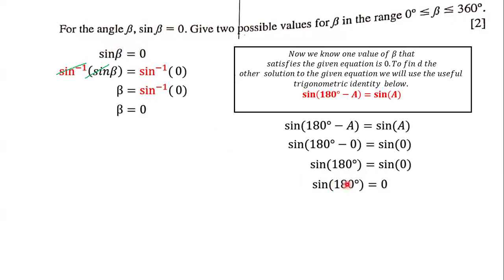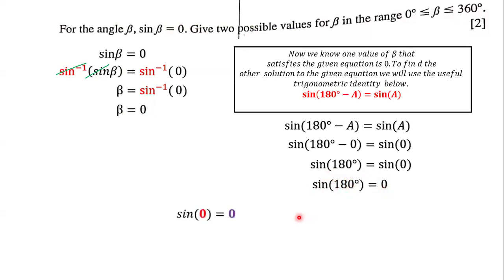So that means that this is another value that satisfies this equation, because this equation is saying find a beta such that when you apply the sine function to it, you get 0. And we found an angle, a beta, such that when we apply the sine function to it, we get 0. And that angle, that beta, is equal to 180 degrees. So sine of 180 degrees is equal to 0.